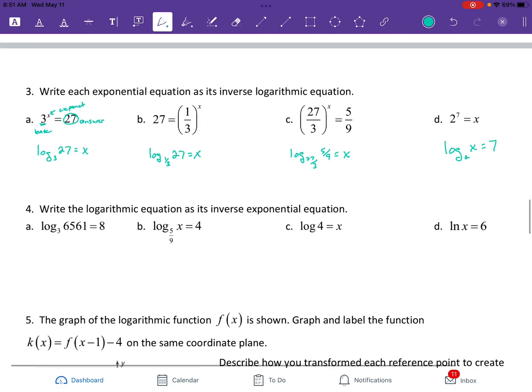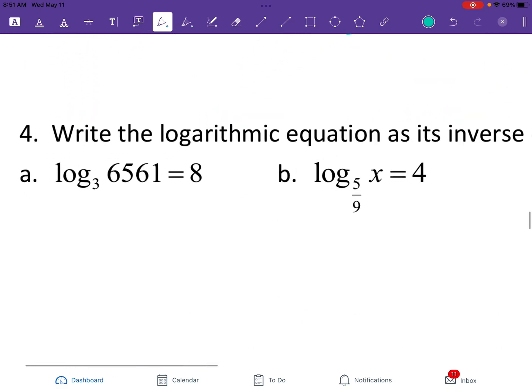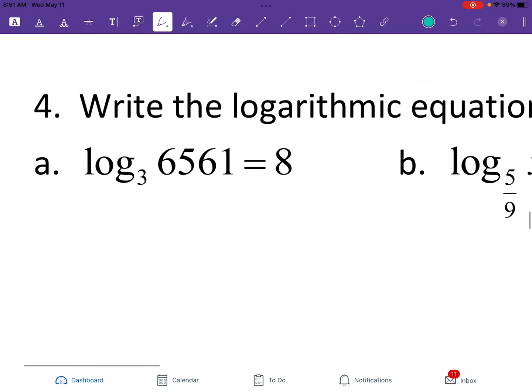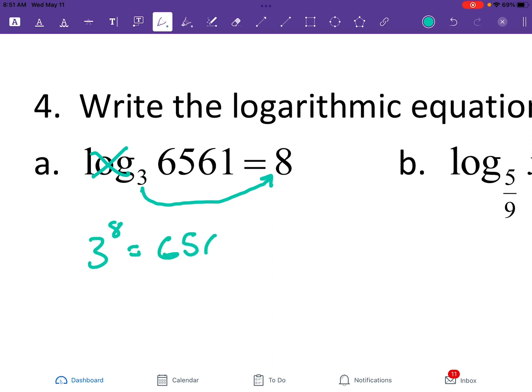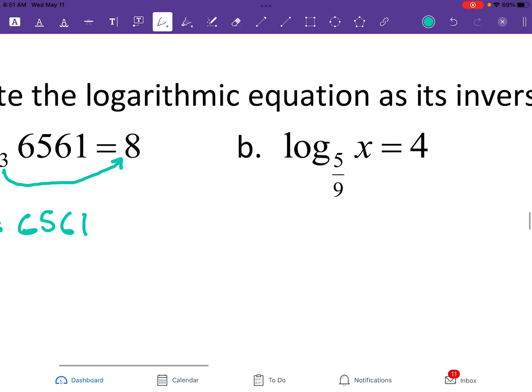Okay. Now we're going to do the same thing, but this time we're going to use the logs and change these to exponential equations. Showed you this in class. You're going to smash the log. It causes the base of the log to become the base of that exponent. So we have 3 to the 8th equals 6,561. Smash the log. The base goes over here, becomes the base of the exponent 4, which equals x.